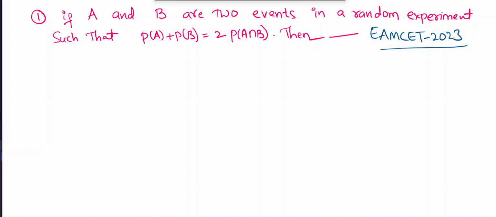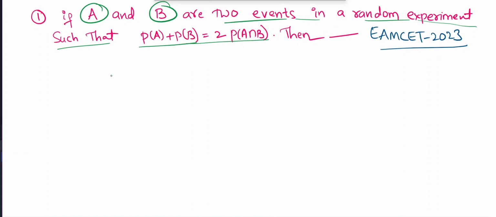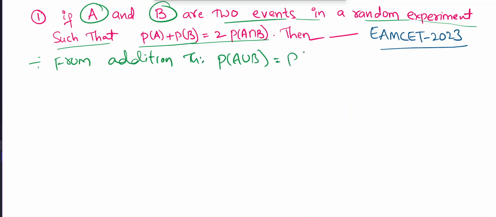This is the first question in probability from EAPCET 2023. Here capital A and capital B are two events in a random experiment such that P of A plus P of B is equal to 2 into P of A intersection B. So we know from the addition theorem, P of A union B is equal to P of A plus P of B minus P of A intersection B. This is the addition theorem.